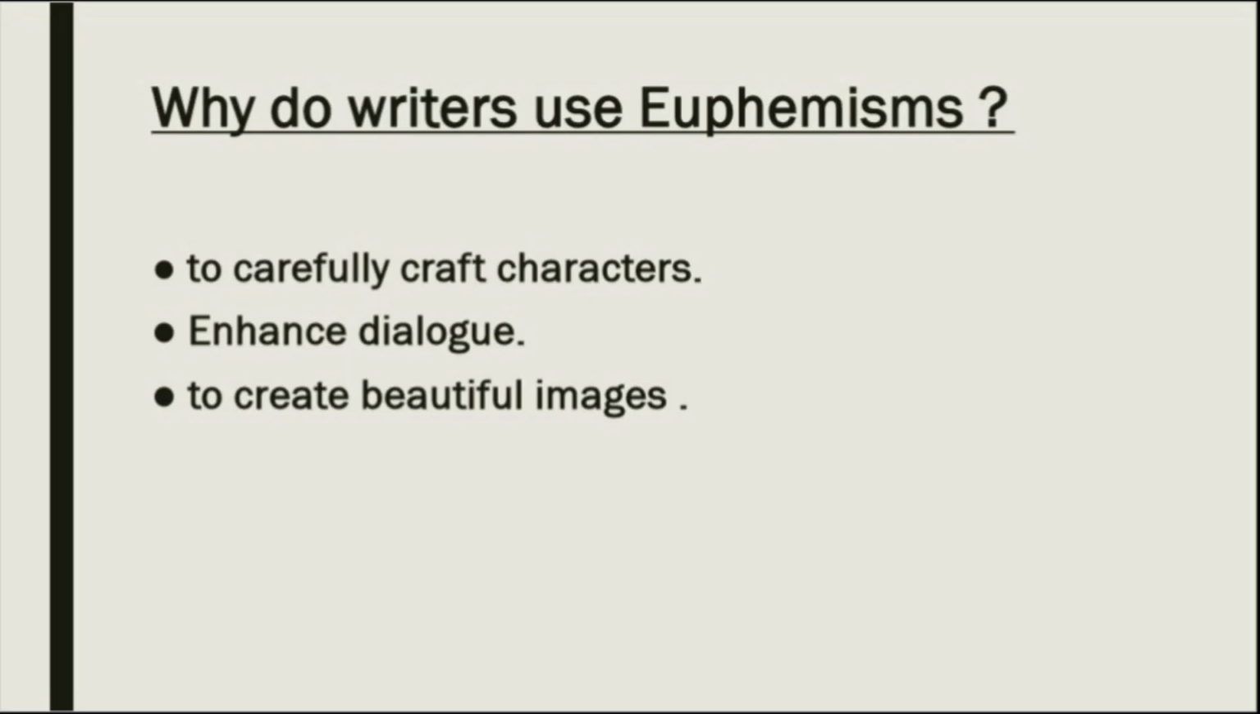So why do writers use euphemism? Basically, like other literary devices, they use euphemism. First of all, they use it to carefully craft characters. They define the nature of characters through words, and therefore they use euphemism. Next, of course, they enhance dialogues, because characters speak dialogue, and for that the writer uses devices like euphemism. Next, this is done to create beautiful images through words. Instead of directly using some harsh vocabulary, they use euphemism.